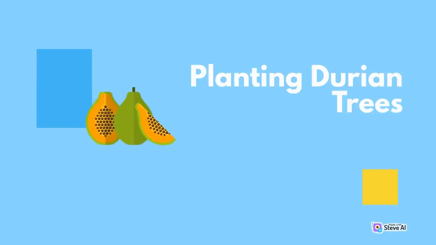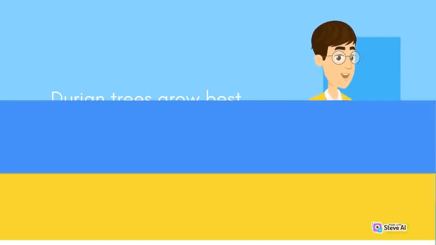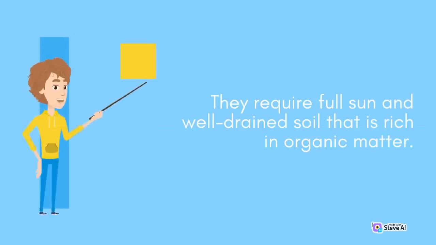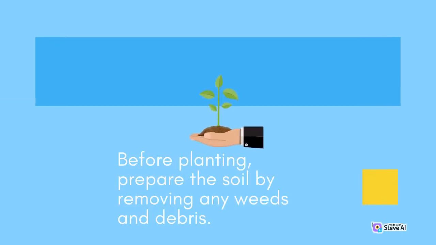Planting durian trees. Durian trees grow best in warm and humid climates. They require full sun and well-drained soil that is rich in organic matter. The ideal soil pH for durian trees is between 6.0 and 7.5. Before planting, prepare the soil by removing any weeds and debris.